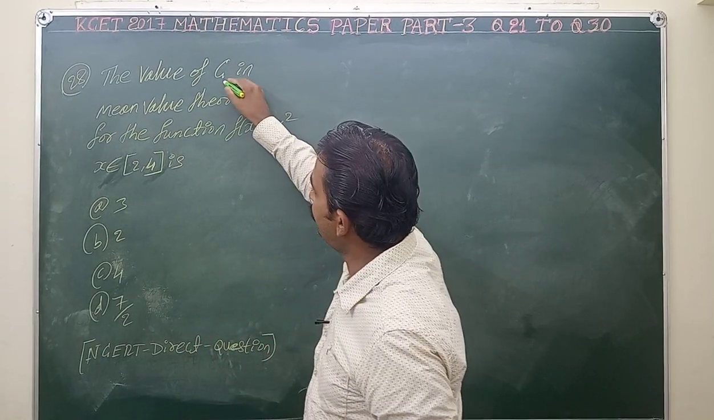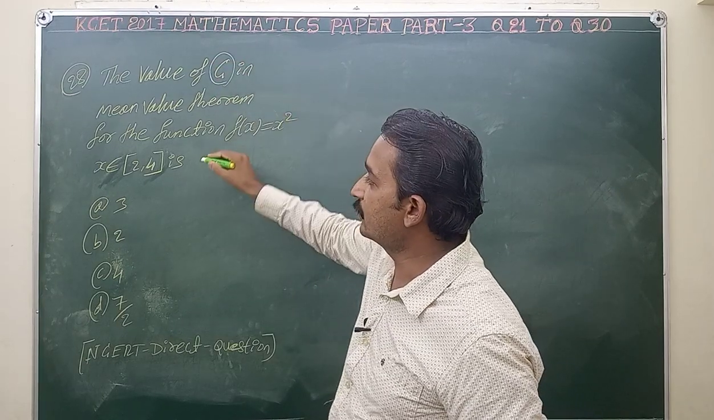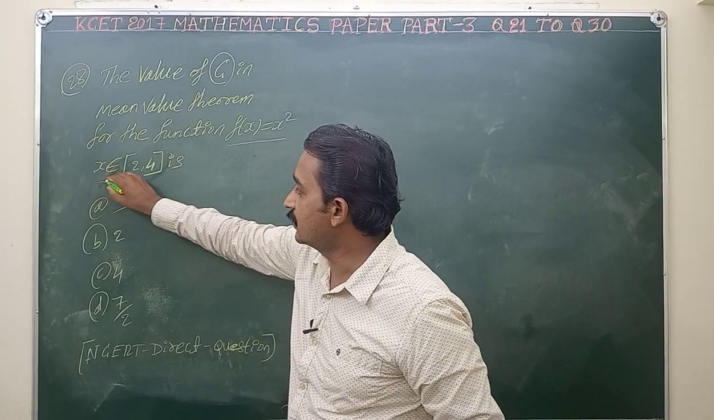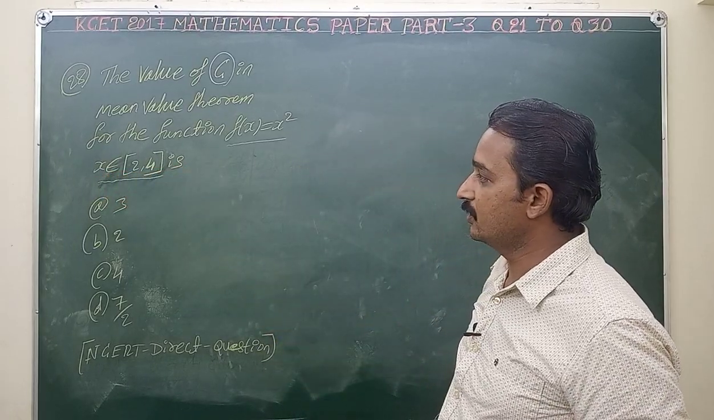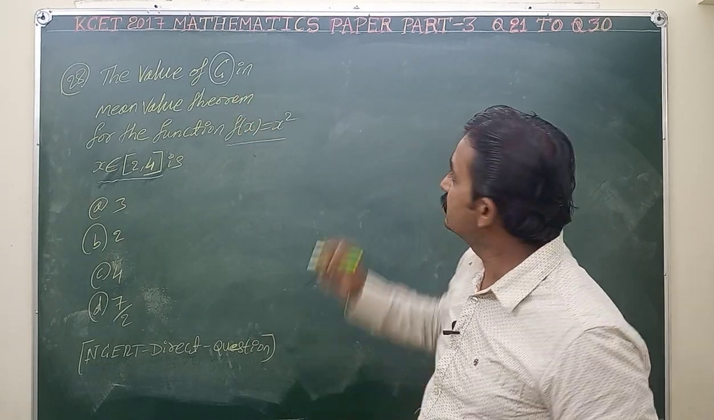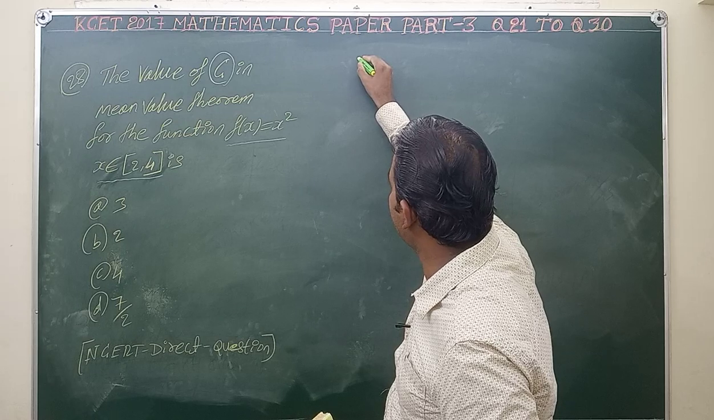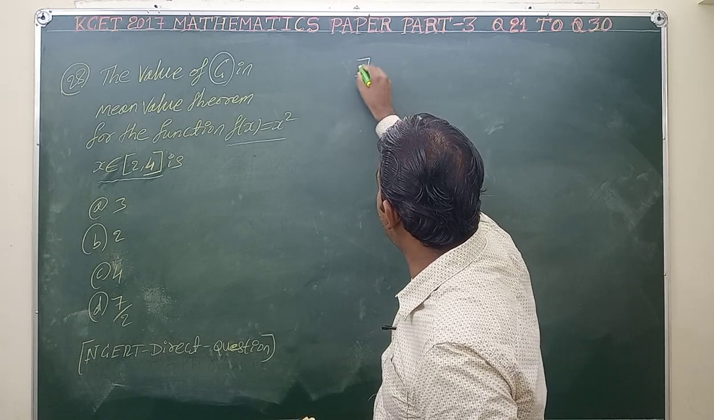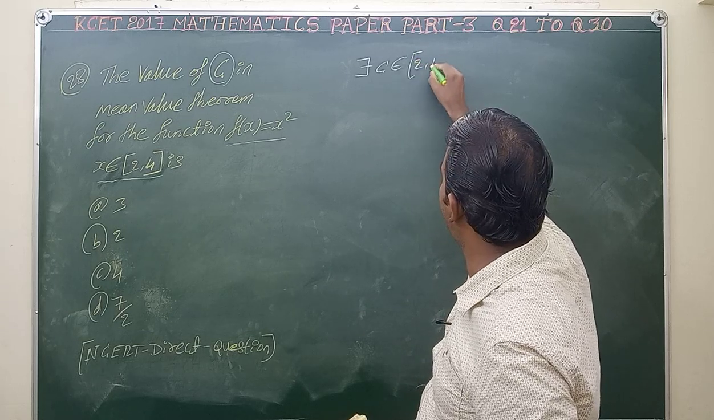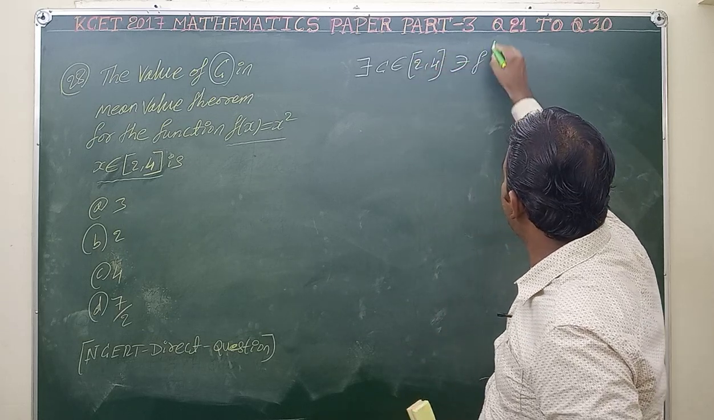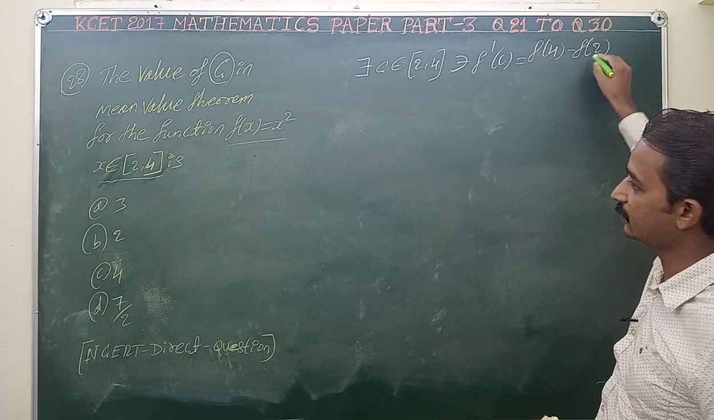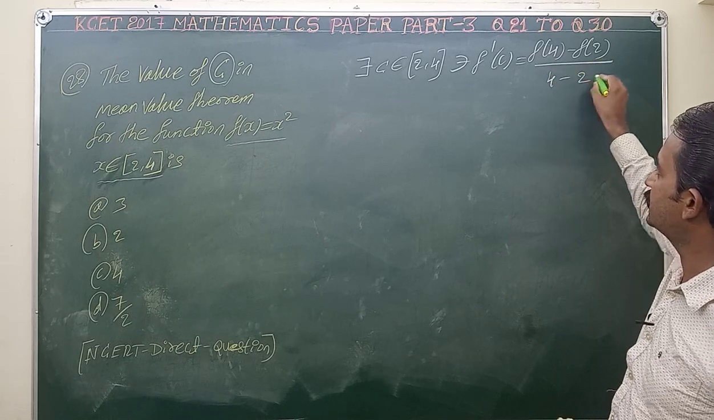We have to find the value of c in the mean value theorem. Here the mean value theorem is applicable on this function, where x belongs to the closed interval 2, 4. So using the statement of the mean value theorem, you have to find the value of c. In this case mean value theorem is applicable, it is given. So there exists one element c belonging to the closed interval 2, 4, such that f dash of c is equal to f of upper limit minus f of lower limit 2 divided by upper limit minus lower limit.